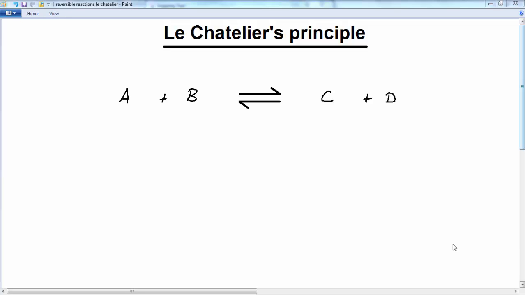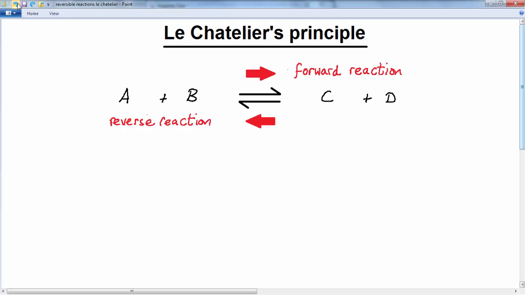So for example, here we have a reversible reaction, and you notice that straight away by this sign here where you've got the two arrows in both directions. What happens is that A and B react to produce C and D, but C and D will also react again to reproduce A and B. So you've got constantly two reactions going on. You've got a forward reaction and a reverse reaction or back reaction.